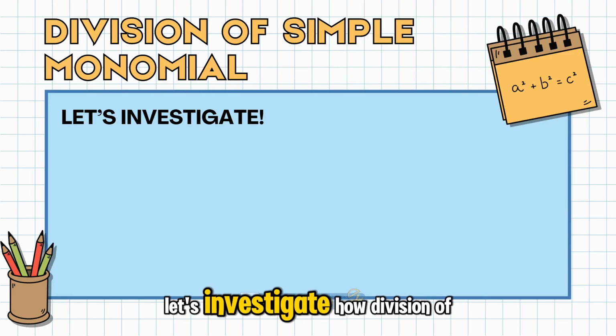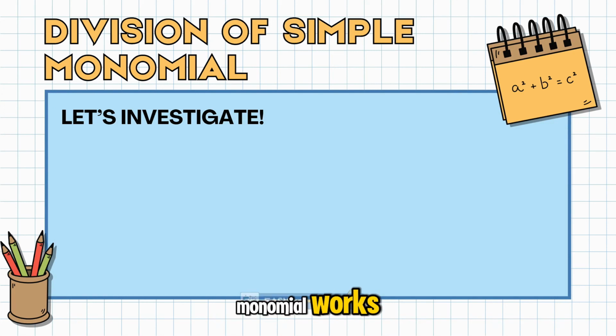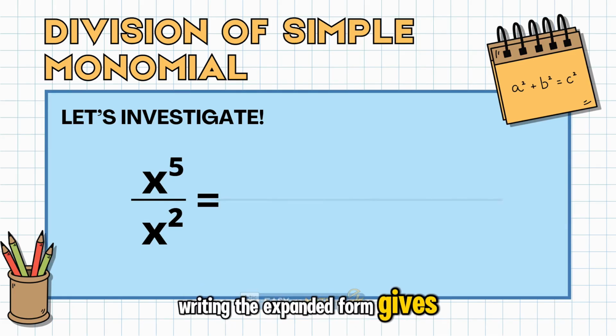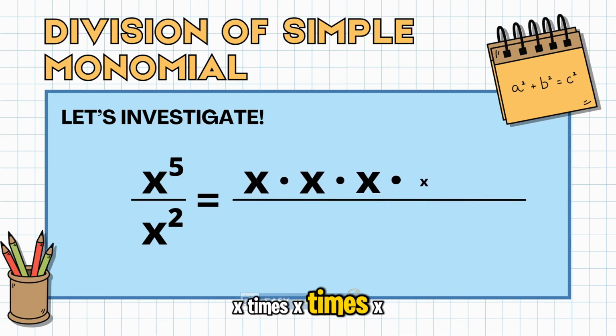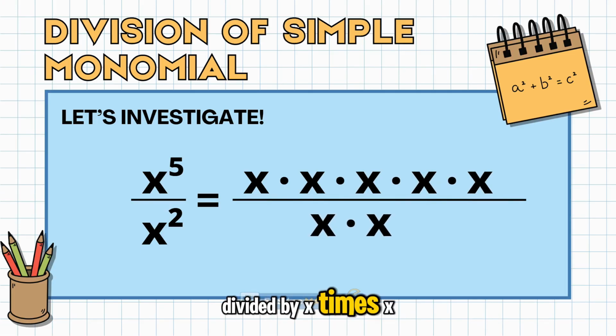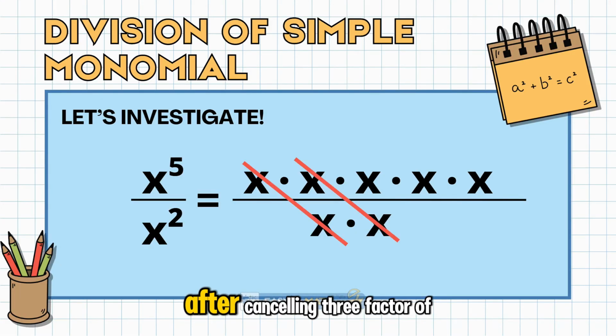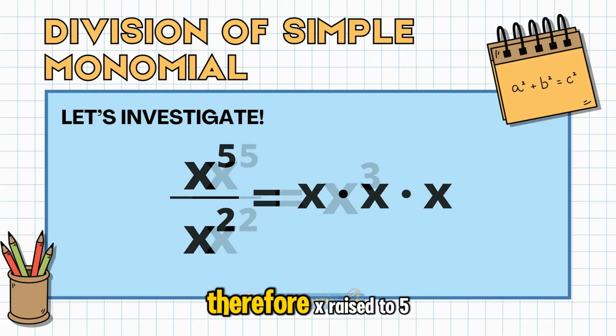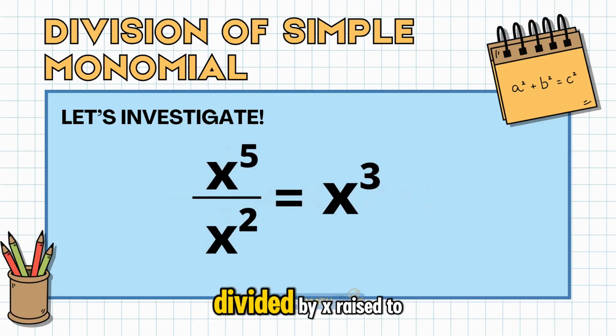Let's investigate how division of monomials works. Consider x raised to 5 divided by x raised to 2. Writing the expanded form gives x times x times x times x times x divided by x times x. Since x divided by x is equal to 1, we can cancel common factors. After cancelling, 3 factors of x remain. Therefore, x raised to 5 divided by x raised to 2 is equal to x raised to 3.